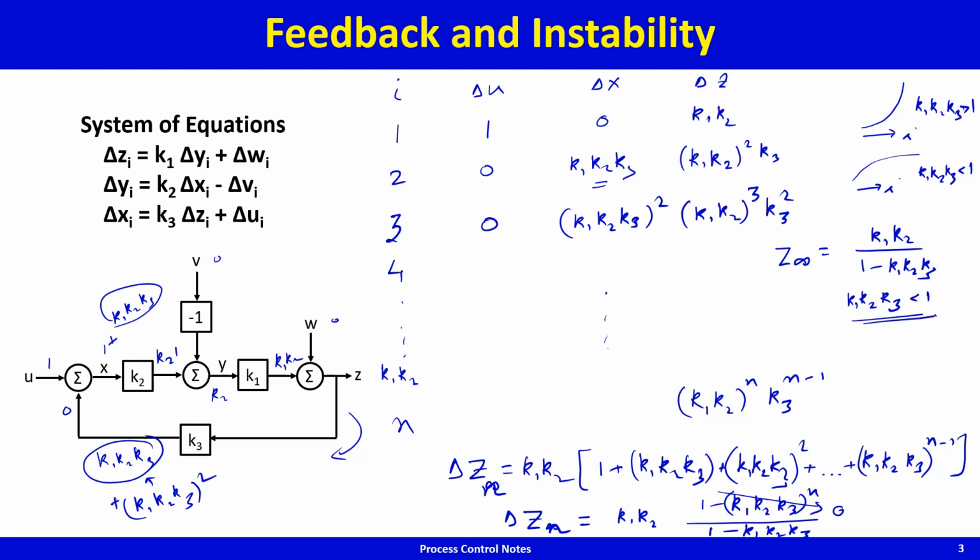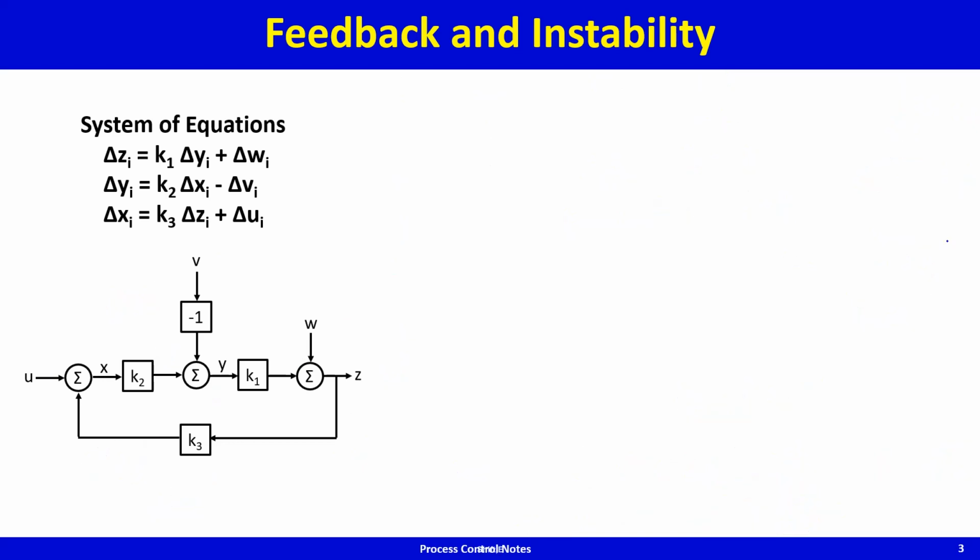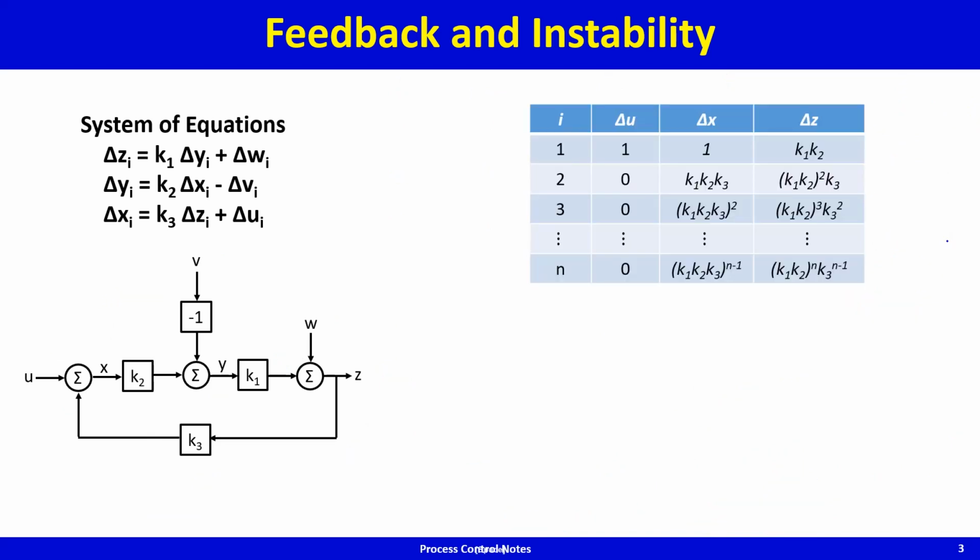Okay, so you can see that if k1 k2 k3 is greater than 1, because of the feedback, the secondary effects introduced by feedback, you can have instability. On the other hand, if k1 k2 k3 is less than 1, you get a stable response in the sense that z settles at a finite bounded value, and this is that finite bounded value. So this was a very simple illustration of instability due to feedback, and that's exactly what I was trying to say.